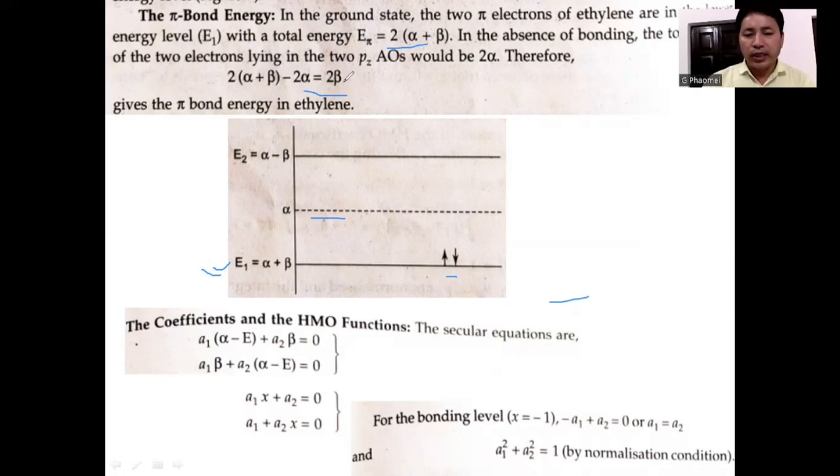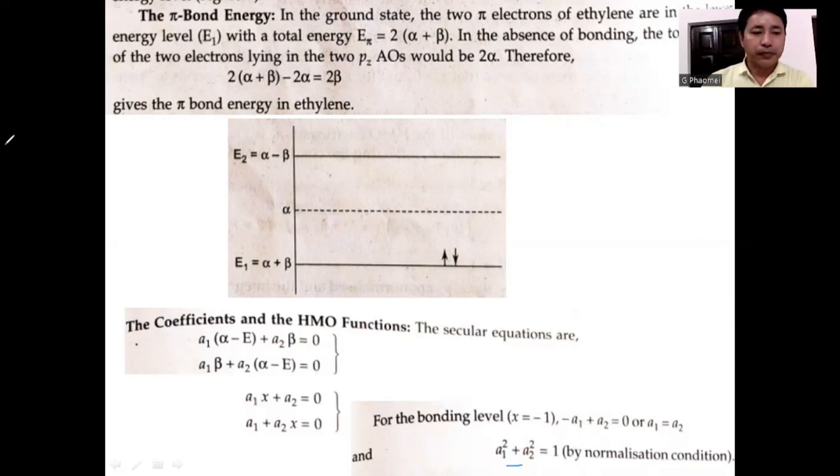So we can determine the coefficients of these Hückel molecular orbitals, and we know from the matrix equations, if you write the coefficients of A1 as alpha minus E and A2 as this, that means alpha minus E can be written as X and beta can be written as 1, as we have seen above. So if you put it like this, you can find the values of A1 and A2. Then we get A1 is equal to A2. That means from the normalization condition also, A1 square plus A2 square is equal to 1.